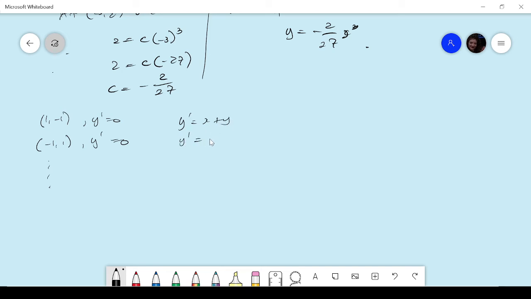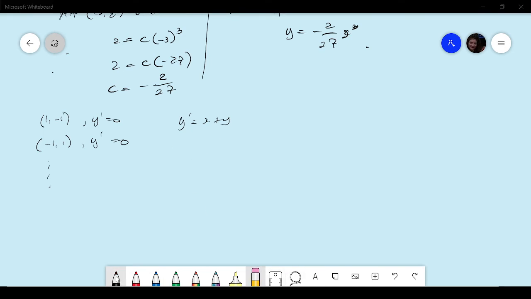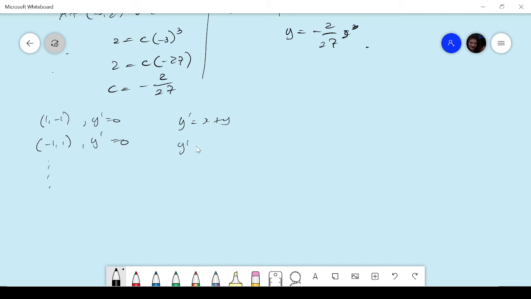Y prime equals x. Manaman din yung y equals x. Y prime equals y. Okay. So, kung ato ni siyang i-substitute diri, you'll obtain 0. Kinipod, kung ato i-substitute diri, you will obtain 0. Pero kung kini, ato i-substitute diri, dili ka makuha og 0.